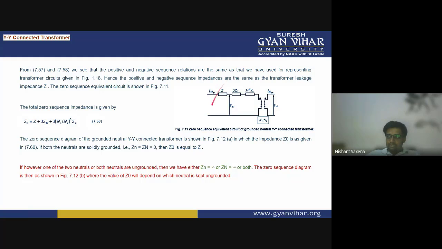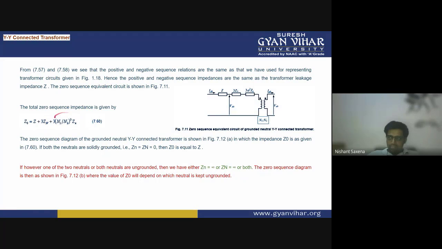That is, your IA0 will be equal to Z plus 3Zn. This is your VA0. This is a zero sequence circuit. We are only talking about the zero sequence circuit. Now, the total sequence impedance is given by Z plus 3Zn plus 3 times the square of the turns ratio into the Zn.